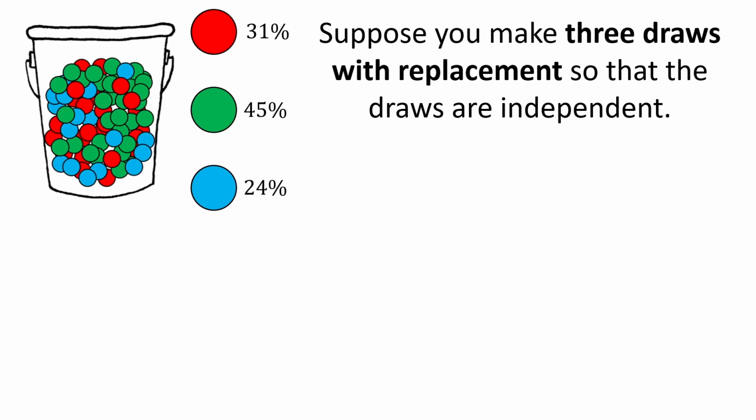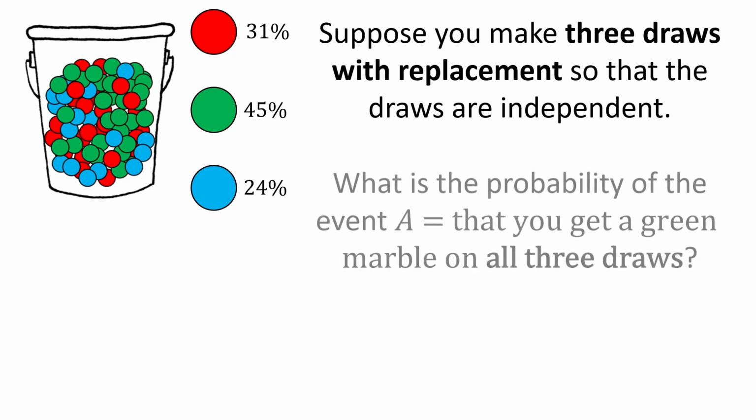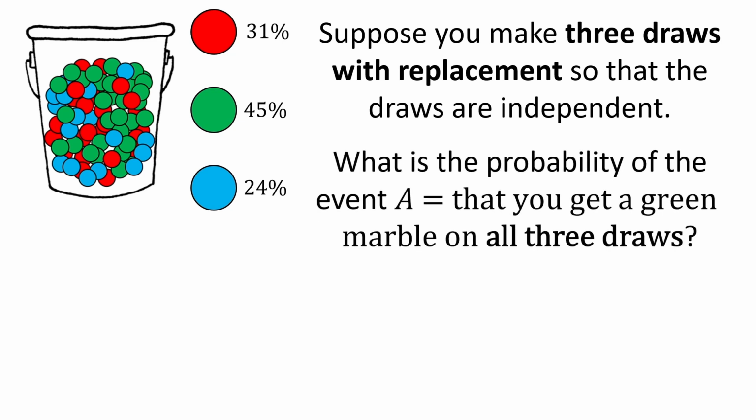So these events are independent because each time you take a draw, because you're putting the marble back, the proportions of red, blue, and green, those proportions do not change. So we have independent events. So the question is, what is the probability that you get green all 3 times? Well, assuming independence, it's just the probability that you get green the first time times the probability you get green the second, and times the probability you get green the third.